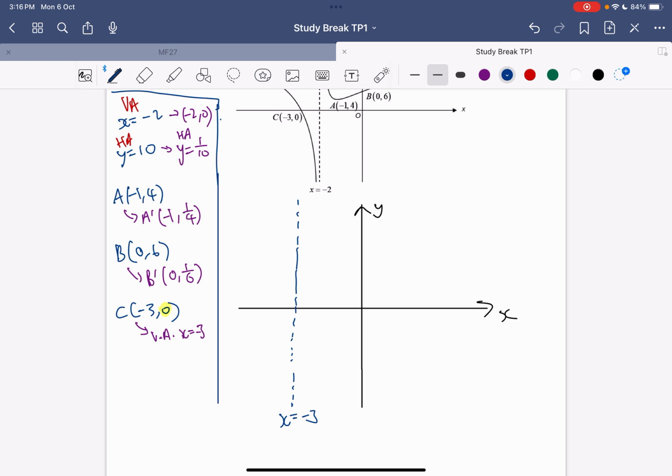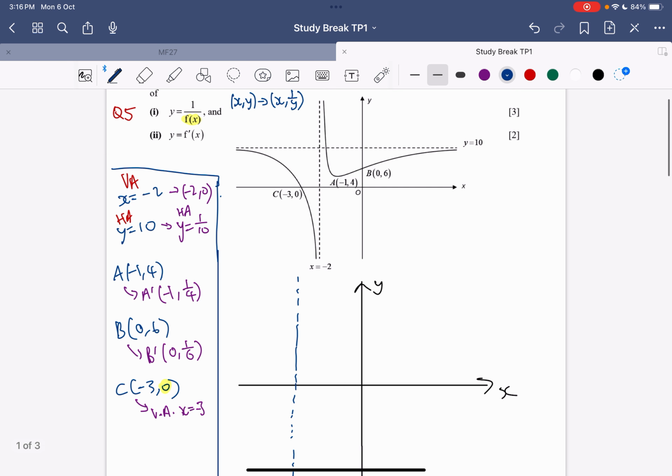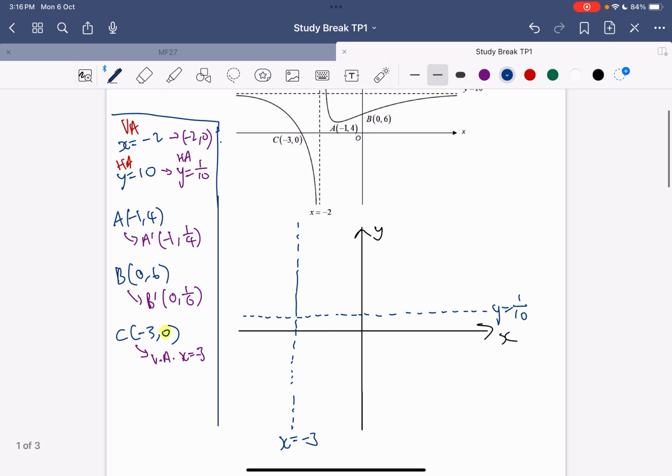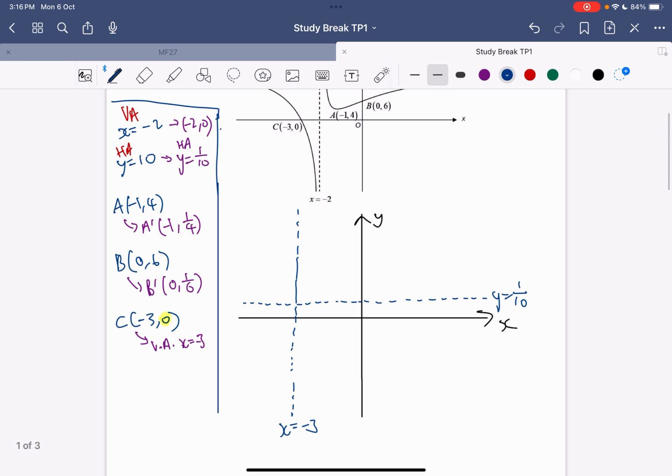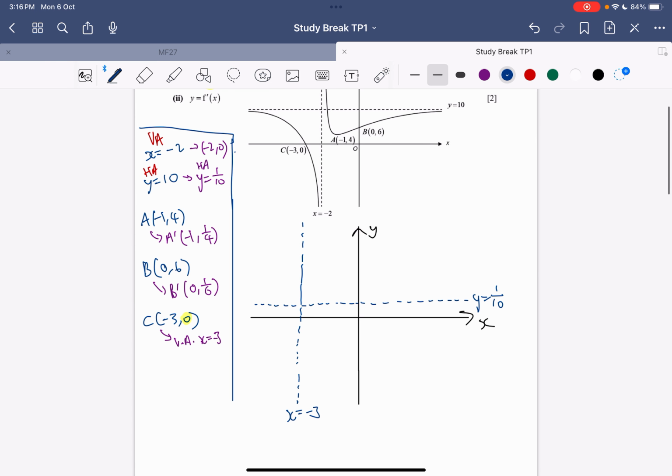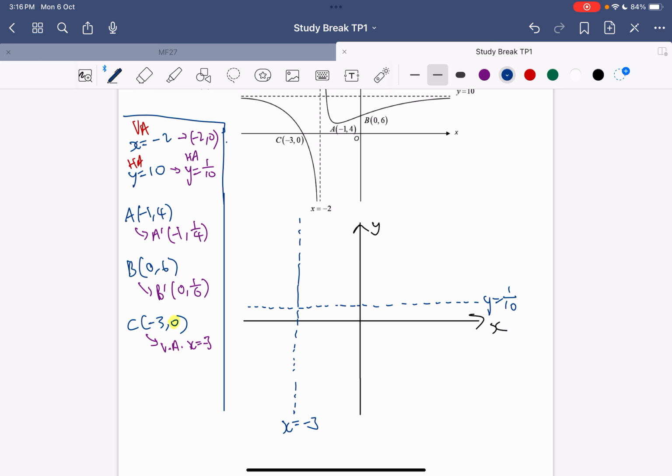Okay, then we have our horizontal asymptote at 1 over 10. So notice initially it was 10, now it becomes quite small, so I'll just draw it a bit closer to the axis. Okay, so this is y equals 1 over 10. And with the asymptotes placed down, now you have a frame of reference where the other things come into play. Okay, so let's fill in the rest.